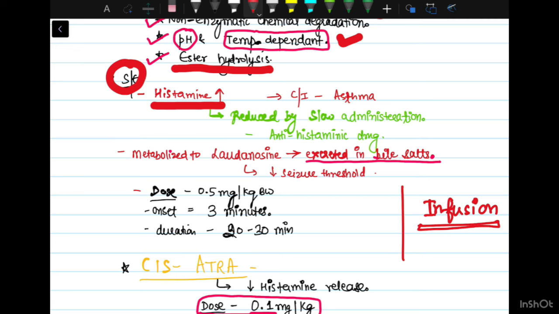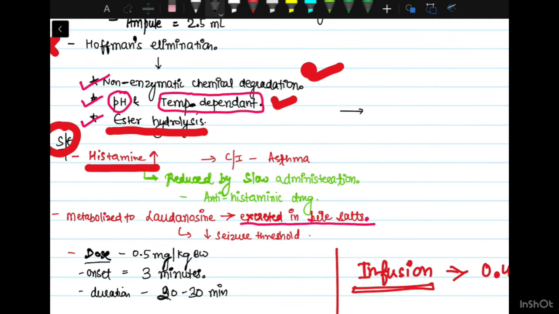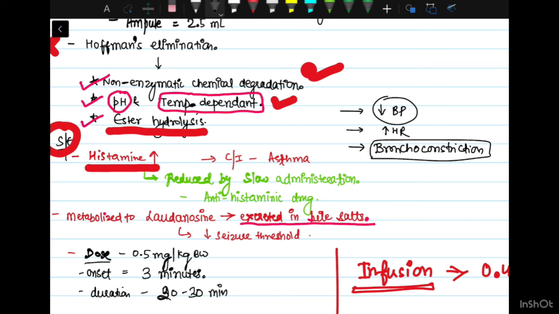And because of this histamine release, what side effects do you think will happen? It will lead to vasodilatation, so the blood pressure may fall. Because of this hypotension, it may lead to reflex tachycardia. And the most deadly complication because of this histamine is bronchoconstriction. So bronchospasm may be a result after you have given atracurium.